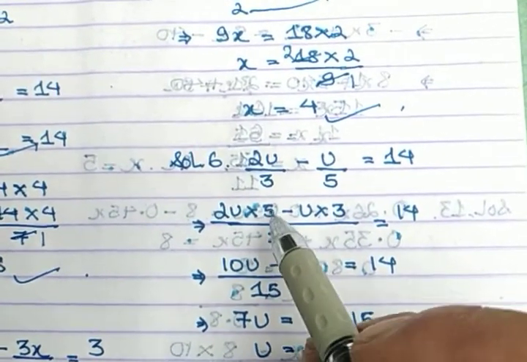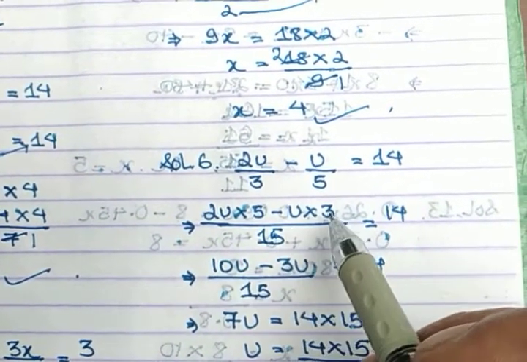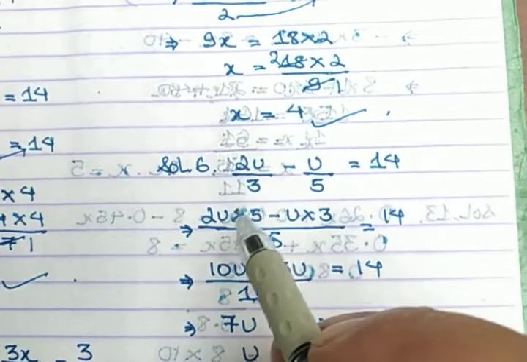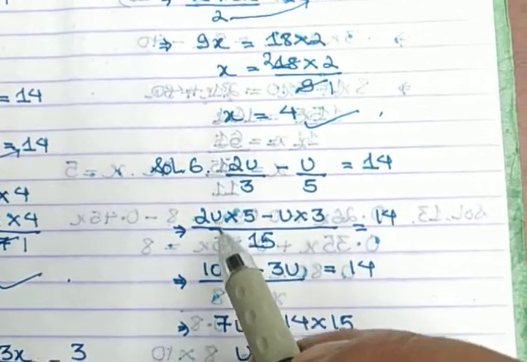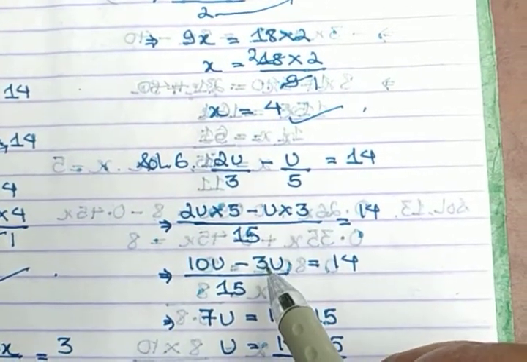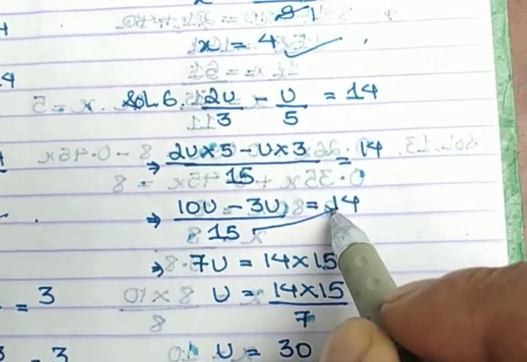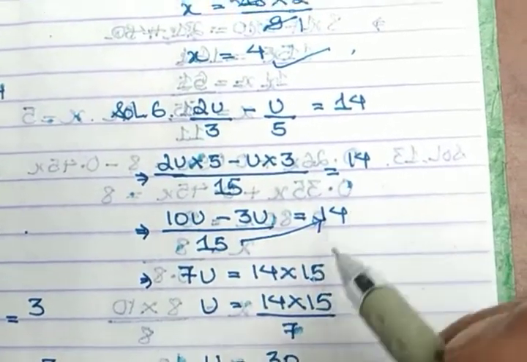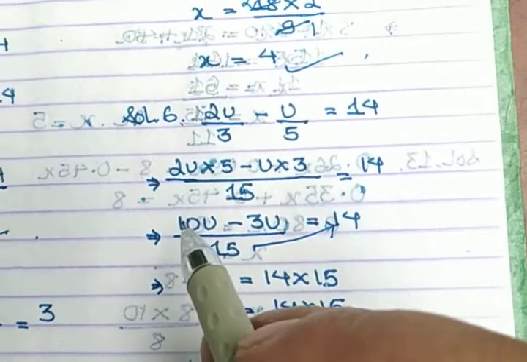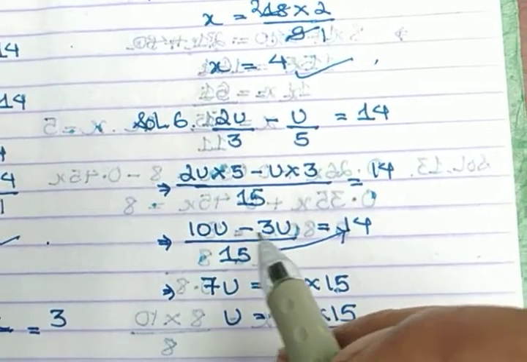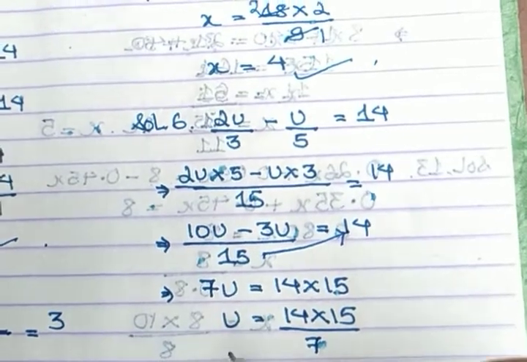So 3 fives are 15, and 5 threes are 15, so 5 and 3 go to the numerators. The numerators I have kept as they are. Now 5 into 2 is 10u, minus 3 into u is 3u, divided by 15. Now what happens? 15 goes to the other side, cross multiplication. Division goes to the other side, multiplication, so multiply. 10u minus 3u, like terms, so it's 7u.